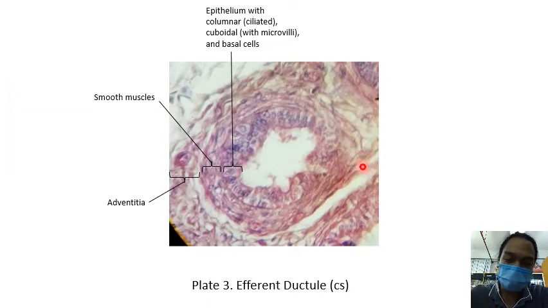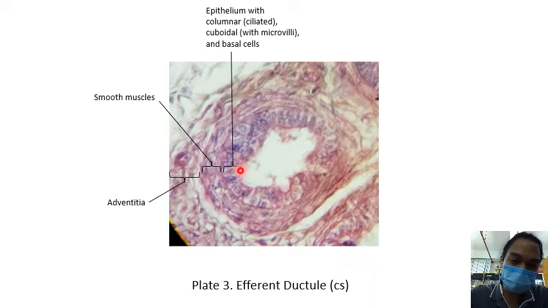So this is the passageway, because we have the seminiferous tubule, and then they're going to be brought to the rete testis. From the rete testis, the spermatozoa are going to passively move into the epididymis. And the passageway to the epididymis is this efferent ductule, as we see here.